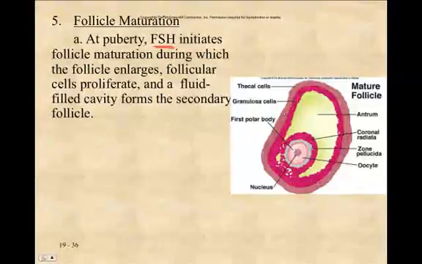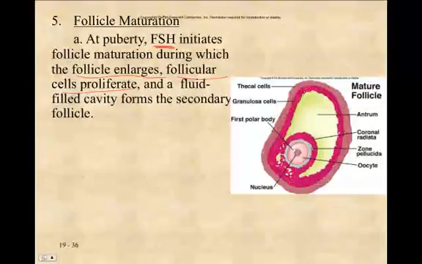Once puberty hits and follicle-stimulating hormone is released, that hormone will cause the follicular cells to undergo cell division, so that they produce a bunch of follicular cells around the initial oocyte. That way the follicle is going to enlarge. The follicular cells are going to proliferate. So that's what we mean when we say that the cells are going to be undergoing cell division to produce a larger follicle now.